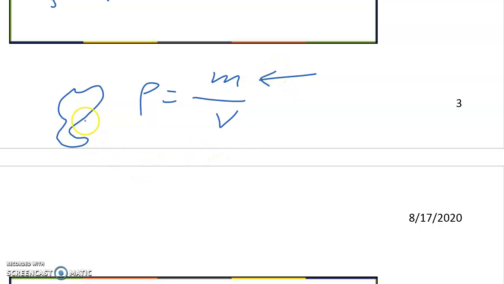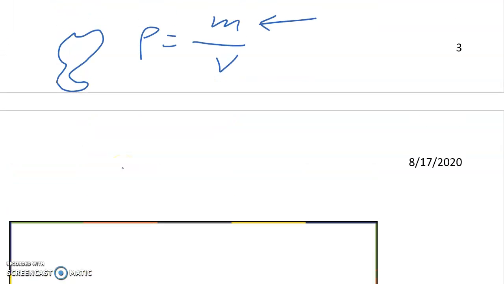Secondly, we are going to measure the volume. How do we measure the volume? We should have a liquid, and we need to use a graduated cylinder. So what we can do is, we are going to fill the graduated cylinder with a liquid.